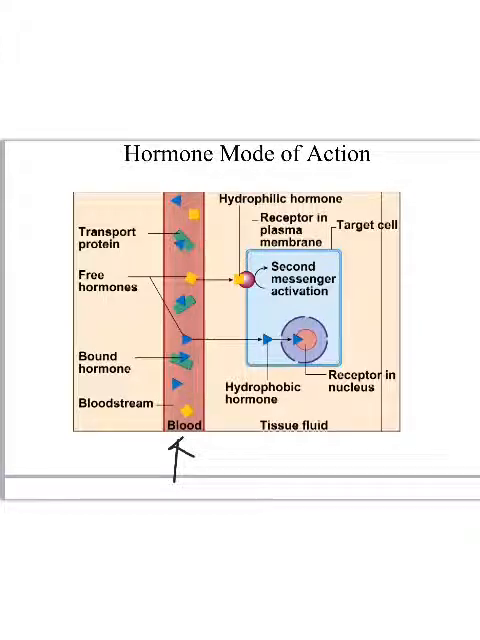Okay, so let me walk through that again. If you're a hydrophilic hormone, you can float freely in the blood. Then you get to the cell membrane and you have to bind to a receptor. You can't enter the cell, and we activate a second messenger system. If you're hydrophobic, you're bound to a protein in the blood, but you can enter the plasma membrane and the nuclear membrane and cause a change within the cell.